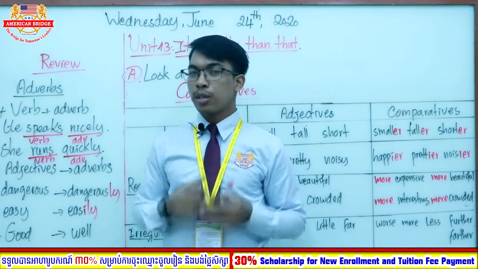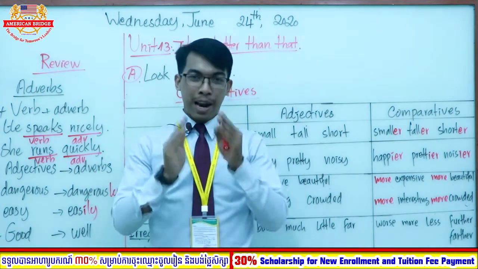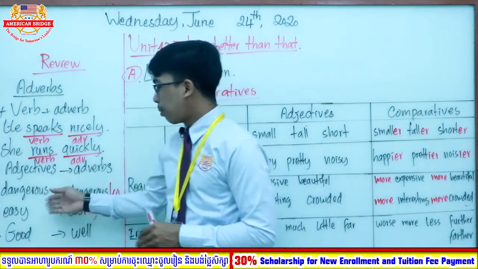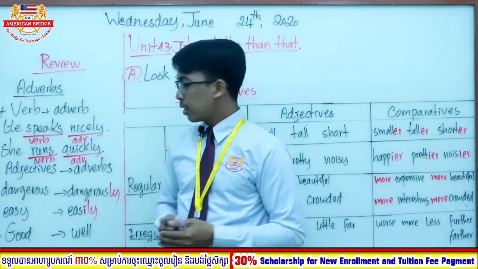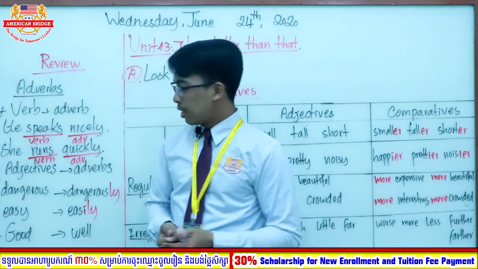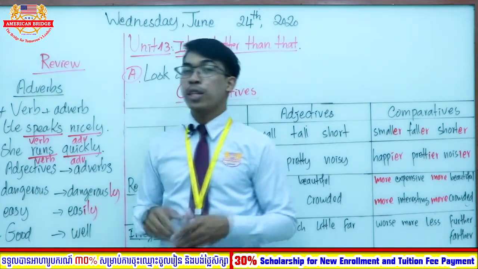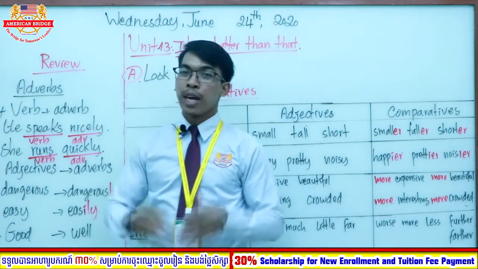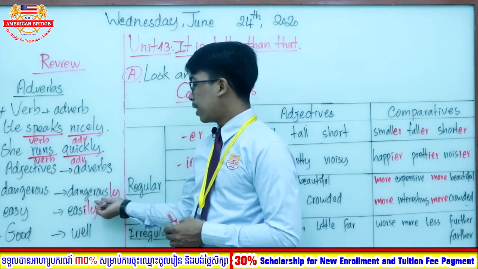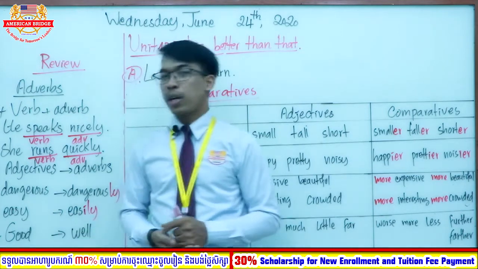Now let's move on to the next one: how to change adjectives to adverbs. Let's see all together, everyone. The first one is about regular ones, like dangerous. Dangerous is an adjective, right? When we want to change it to an adverb, we just add -ly. Very good. So dangerous becomes dangerously, right? Good.